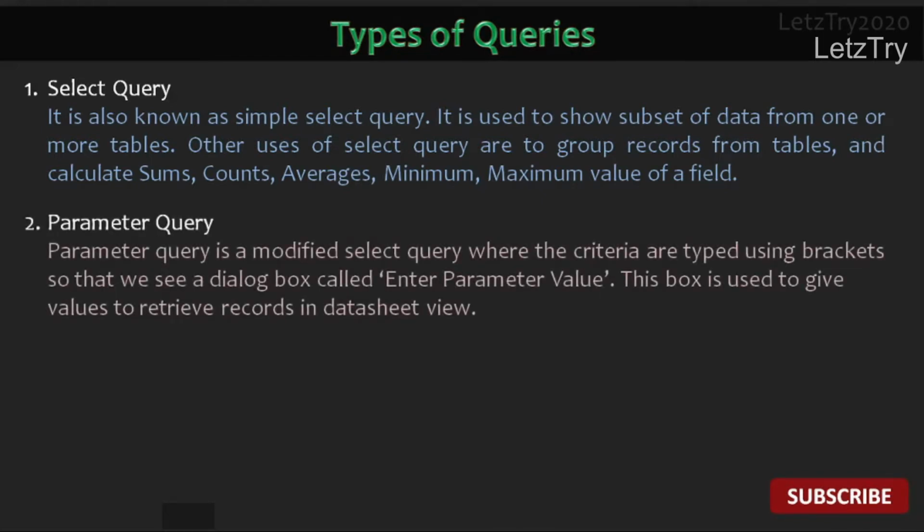Second one, parameter query. Parameter query is a modified select query where the criteria are typed using brackets so that we see a dialog box called Enter Parameter Value. This input box is used to give values to retrieve records in Datasheet View.